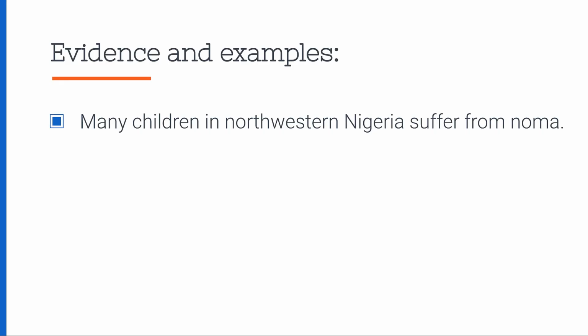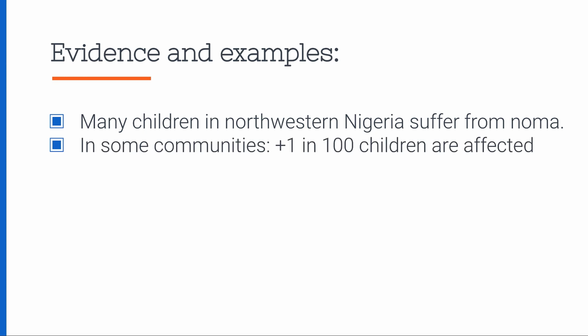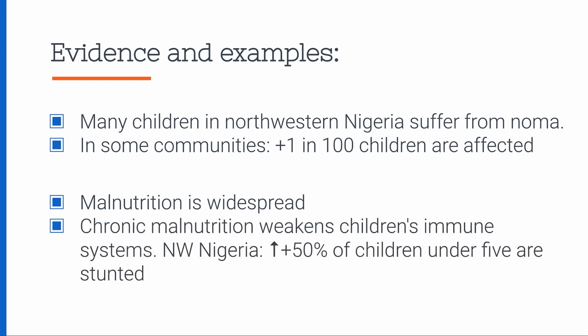Let's take a look at some examples here. Many children in northwestern Nigeria suffer from Noma. That's not very specific and there's no evidence provided. What about this? In some communities, more than 1 in 100 children are affected. That's much more compelling and persuasive. Malnutrition is widespread. It's very general, no evidence, no examples. But chronic malnutrition weakens children's immune systems. Northwestern Nigeria has more than 50% of children under 5 who have stunted growth. That's got the evidence to make a compelling argument.